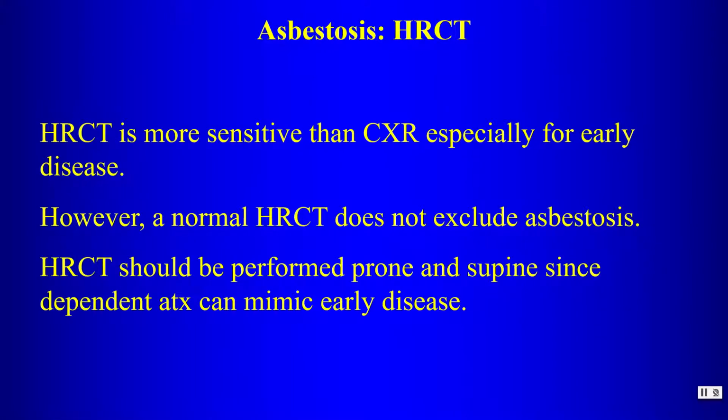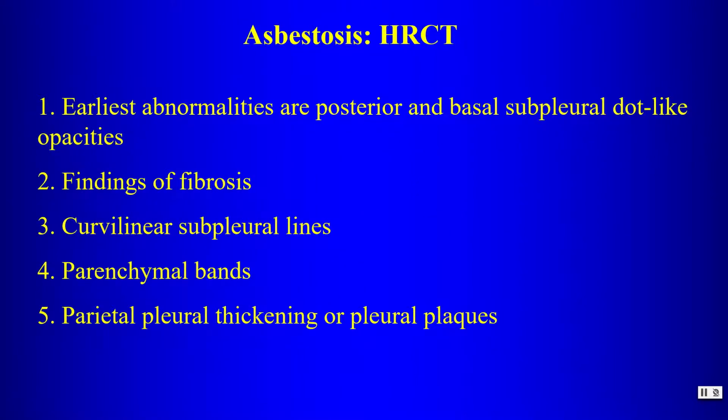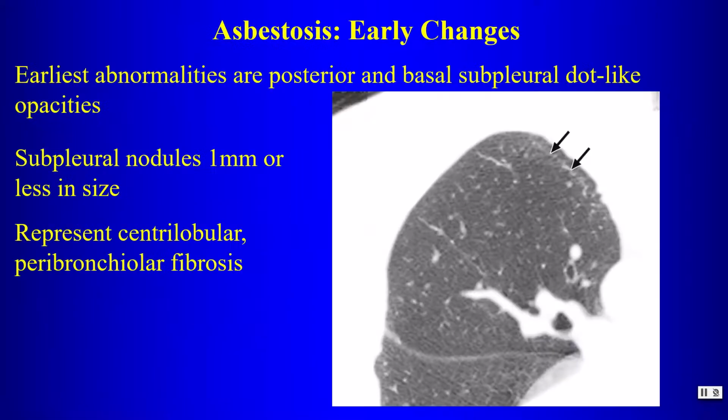A normal high-resolution CT does not exclude asbestosis, but the early findings of asbestosis are usually in the subpleural regions at the lung bases. Hence, this is where prone CT might be helpful in identifying the early findings of asbestosis. The earliest findings are posterior and basal subpleural dot-like opacities. We would look for findings of fibrosis, subpleural lines, and parenchymal bands. Of course, evidence of exposure to asbestos is very important: pleural thickening and pleural plaques.